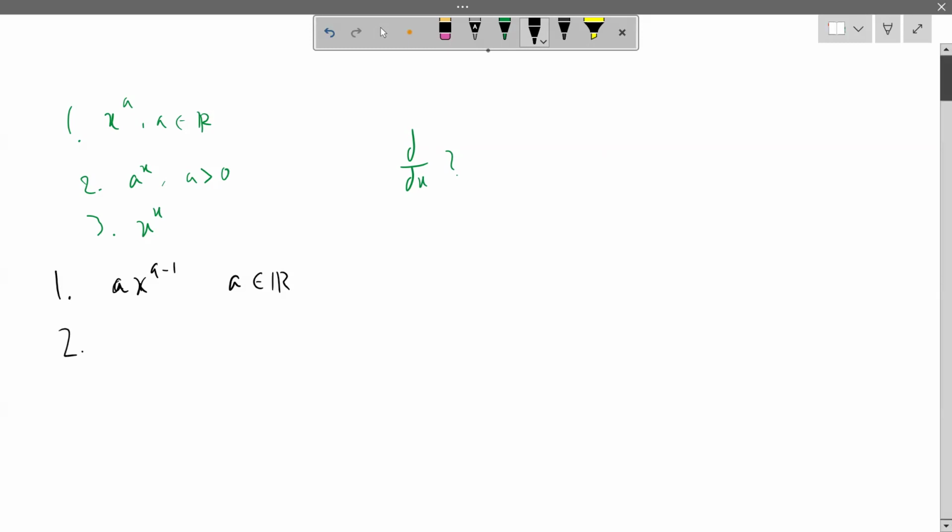For the second function, it's slightly more complicated because this time the base is the constant, while the power or the exponent here is a variable. So the power rule will not apply here. You might be wondering, how do we take the derivative of that function? To be able to do this, we have to go back a little bit. We first need to find the derivative of ln of x, which will be vital in proving how to find the derivative of this kind of form.